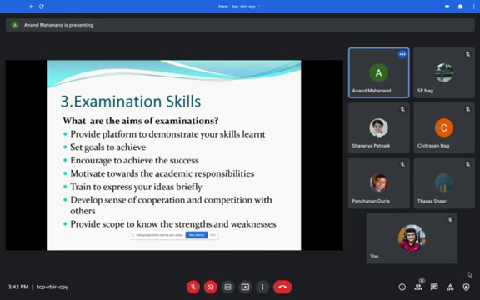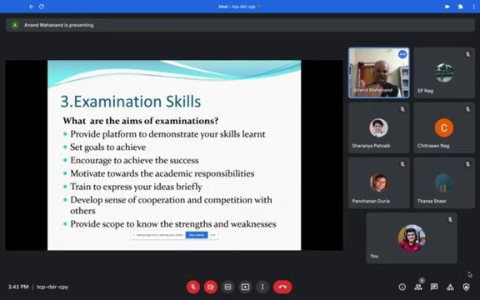You should take it in a positive way, because it is giving you an opportunity to show how much you have learned. It also helps you to set goals to achieve, how to achieve the goal, or how will you show what you have learned. You try different strategies, adopt different ways of showing that. Then encourage to achieve success. It should help you to achieve success.